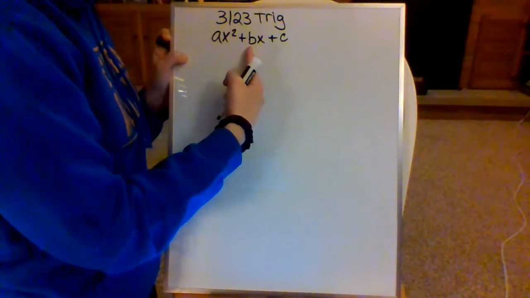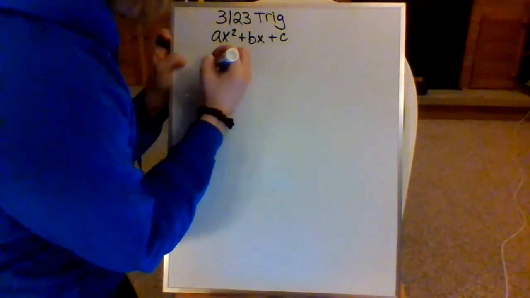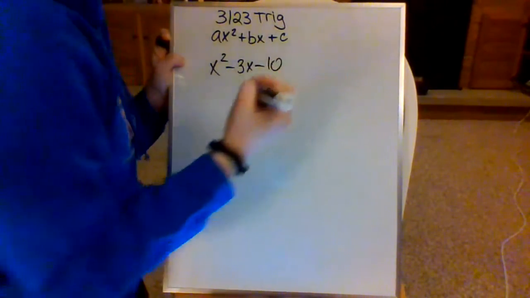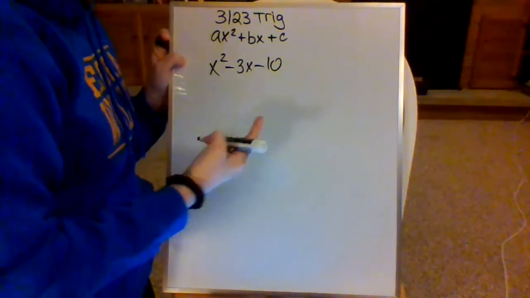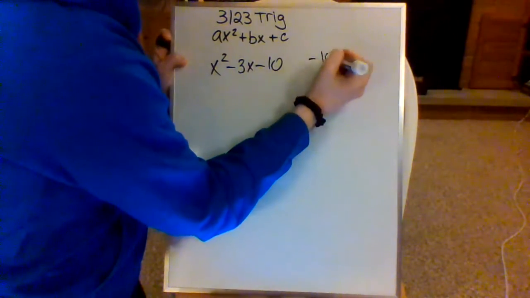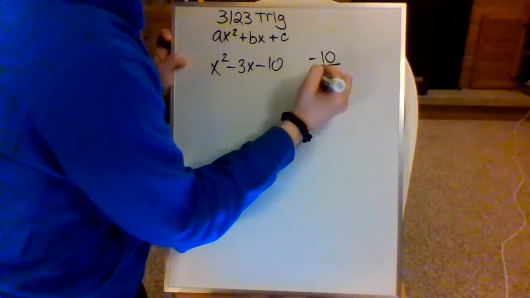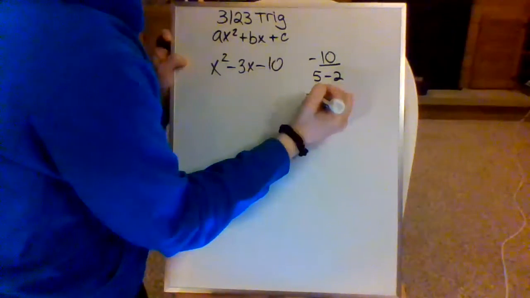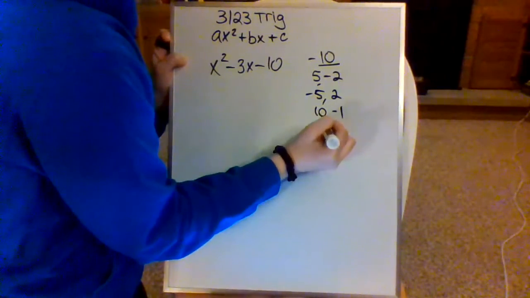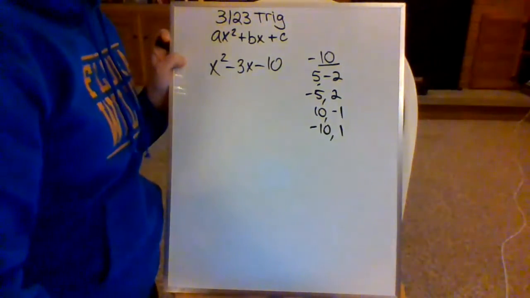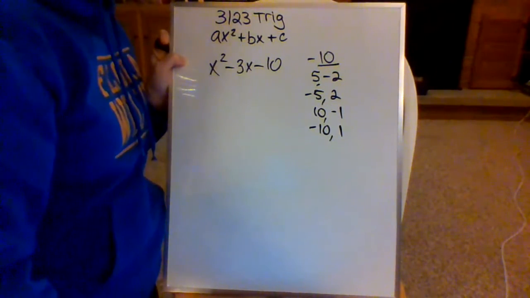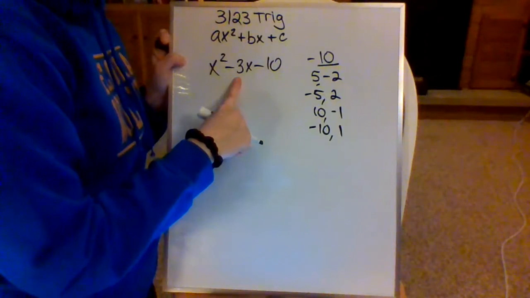Okay, so we're going to look at the first example. We have x squared minus 3x minus 10. We're going to think about what could you multiply to get negative 10. So out to the side, we're going to make a list of factors. We have 5 and negative 2, negative 5 and positive 2, 10 and negative 1, and negative 10 and positive 1. Out of these choices, I need to pick the two that when we add them together would equal negative 3.